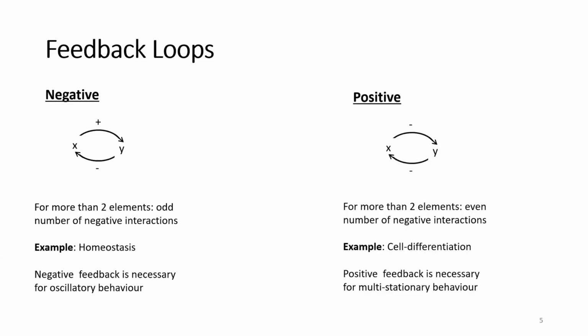Now positive feedback loops. Here there's an example with, say, two negative interactions. And for more than two elements, an even number of negative interactions results in a positive feedback loop. An important area of biological functionality where positive feedback loops are seen is in cell differentiation, for example, in embryo growth. Positive feedback loops are necessary for multi-stationary behavior, so, different cells ending up as different specialized kinds of cells.